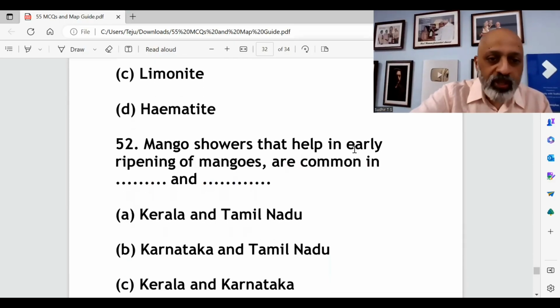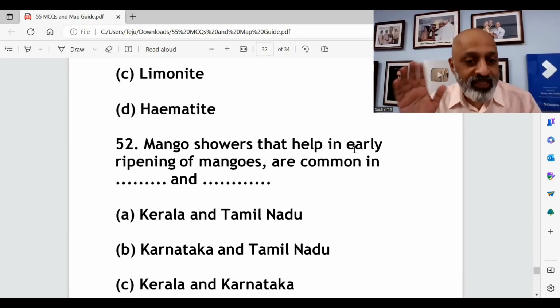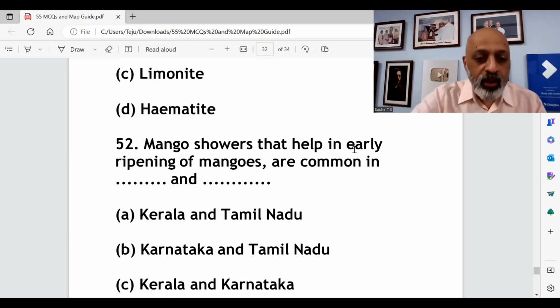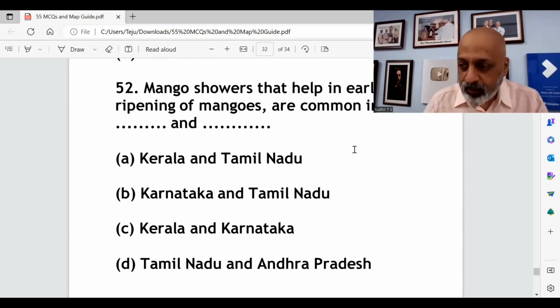50 सेकंड वाला तो मैंने अभी थोड़ी देर पहले बताया था. Mango showers that help in early ripening of mangoes are common in which states? Kerala and Tamil Nadu, Karnataka and Tamil Nadu, Kerala and Karnataka, or Tamil Nadu and Andhra Pradesh. The correct answer is C, Kerala and Karnataka.